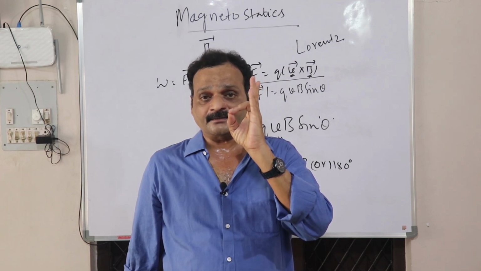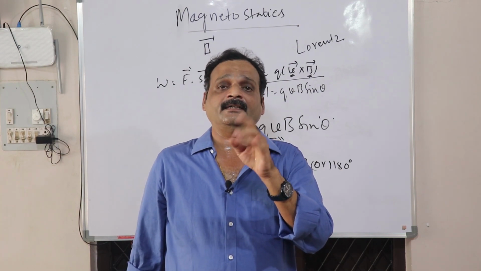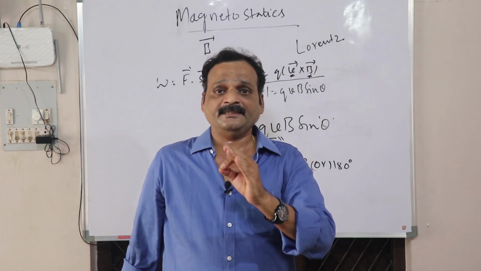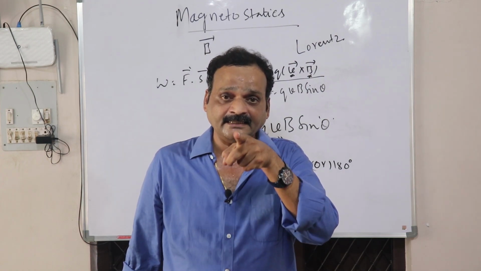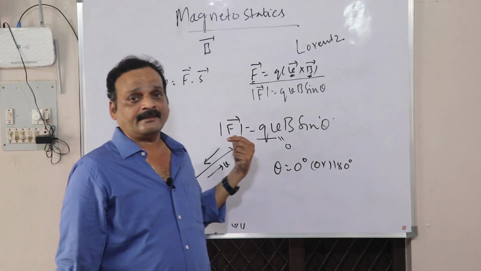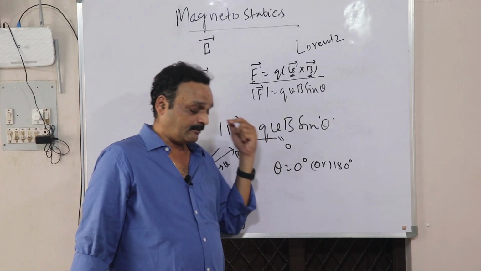Magnetic field will not act on stationary particles. If there is no velocity, there is no force at all, even though Q is there, V is there, B is there. But if the particle is moving in the direction of the magnetic field or in the opposite direction, parallel or anti-parallel, the force becomes 0.